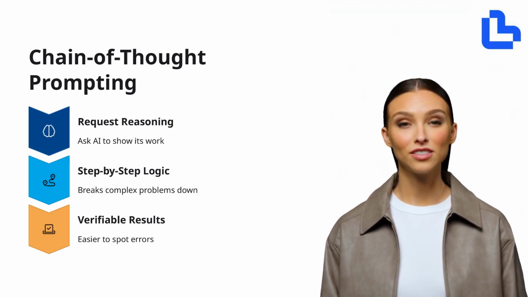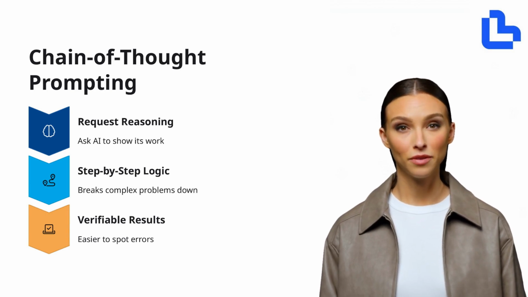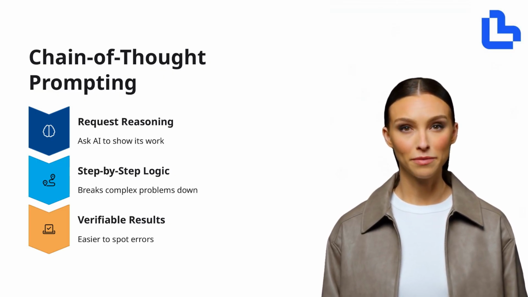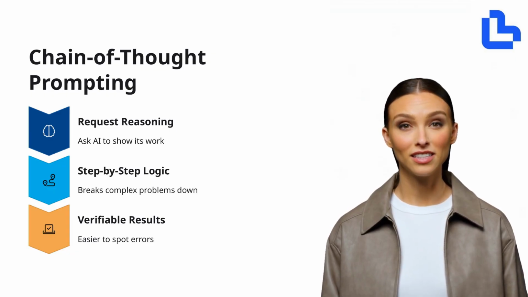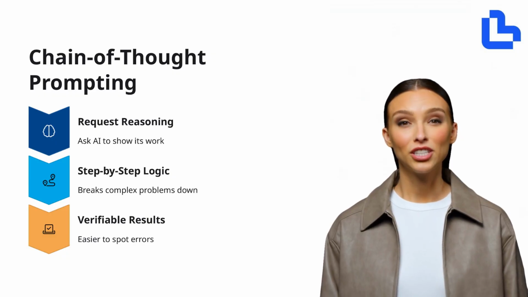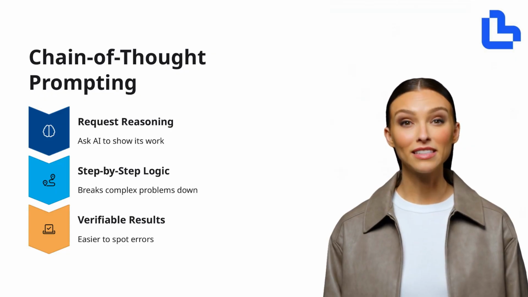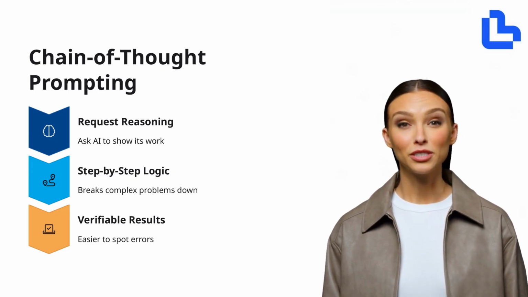This approach has several benefits. First, it makes the AI's thinking transparent, so you can verify the logic and catch any errors. Second, it helps the AI stay focused and accurate, especially on tasks that require multiple steps. And third, it gives you more control over how the AI arrives at its conclusions. In short, chain-of-thought prompting is like turning on the AI's internal monologue. It's a game changer for tasks that demand clarity, logic, and precision.